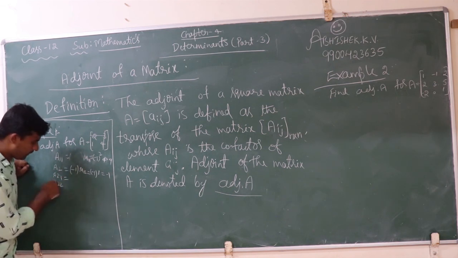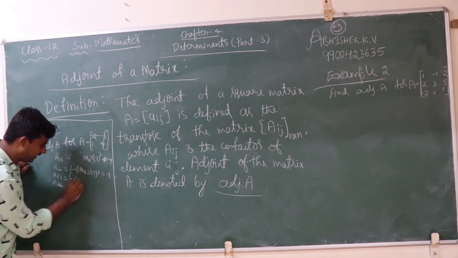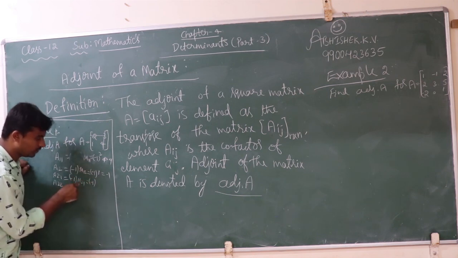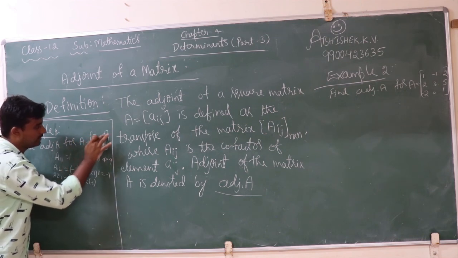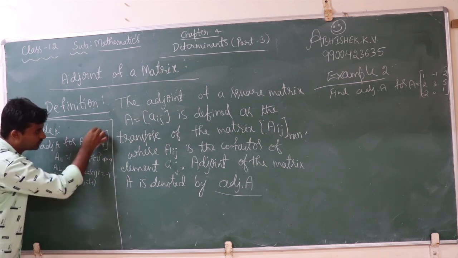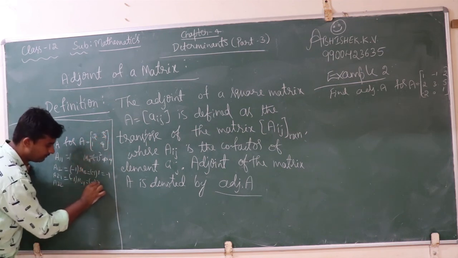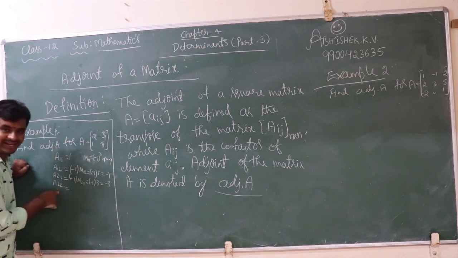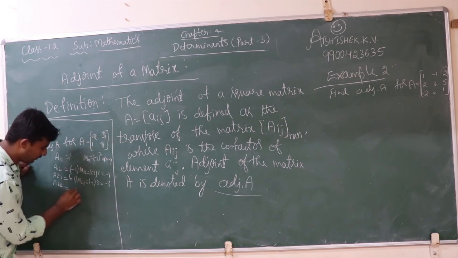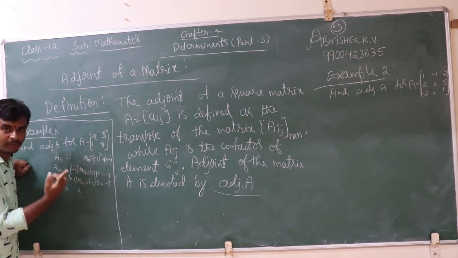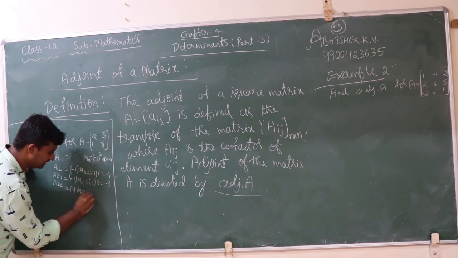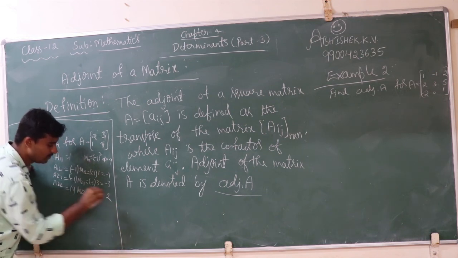A21: again it is odd, multiplied by minus 1 into M21. What is M21? It is the minor. Deleting the second row and first column, remaining with 3. Minus 1 into 3 is minus 3. Then A22: second row, second column deleted, remaining with 2. Minus 1 to the power of 2 plus 2 is plus 1. M22 is 1 into 2, which is equal to 2.